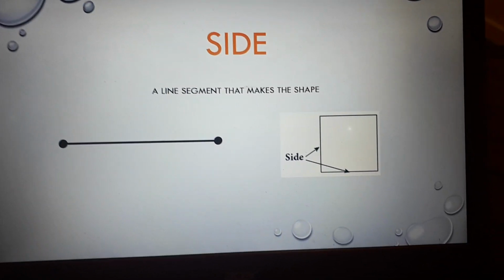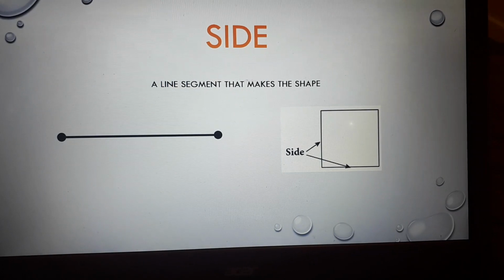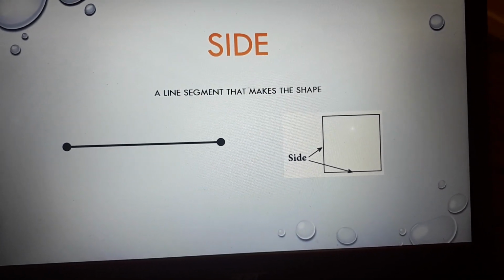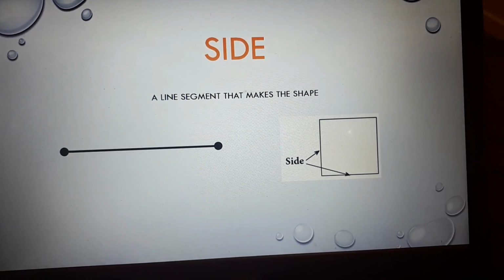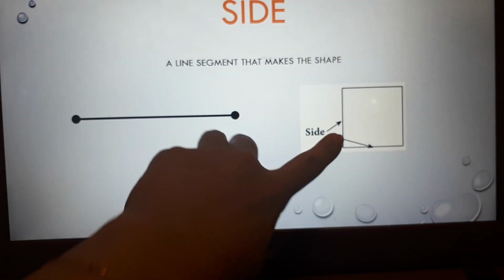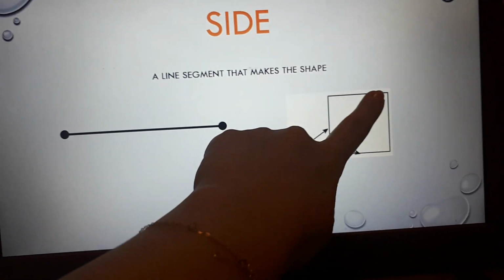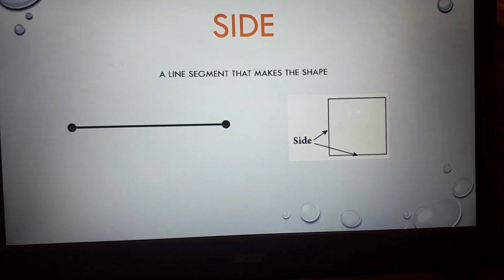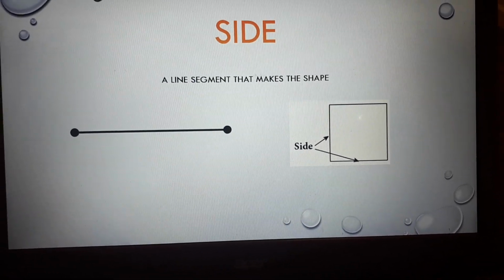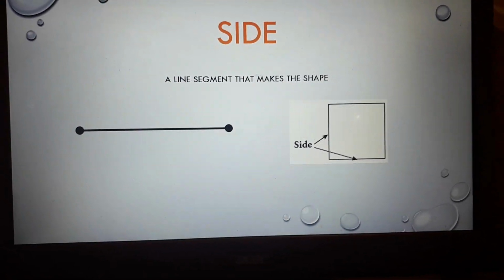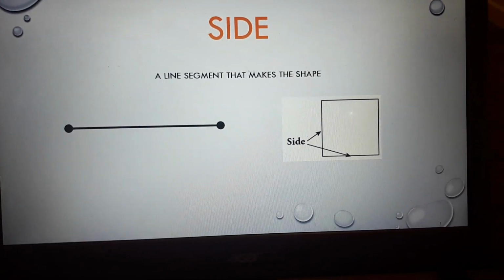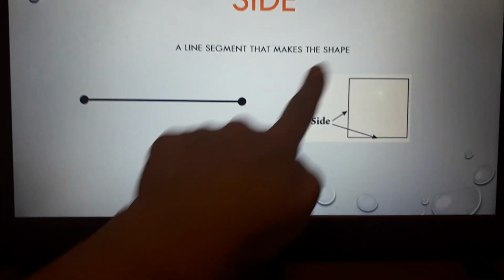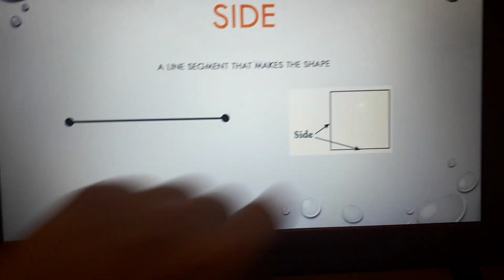Look here. What's this shape? Yes, it's a square. How many sides does the square have? Let's count together. One, two, three, four. Four sides. Great job. So you understand now what I mean by side? A side is a line segment that makes a shape. This one is the line segment, but when you use it to make a shape, it's a side.